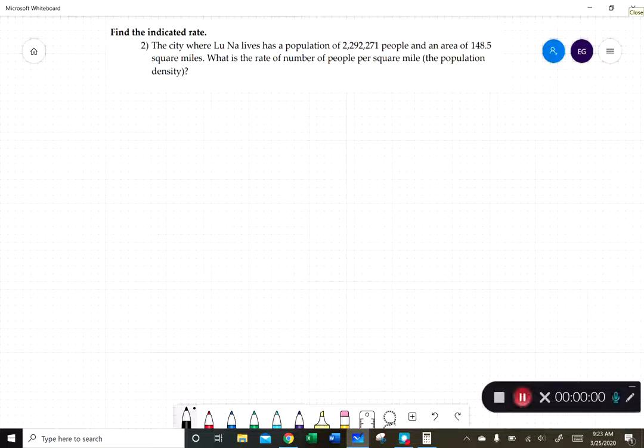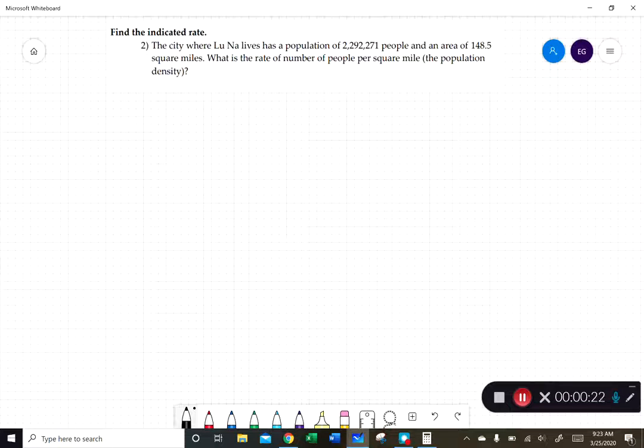Okay, find the indicated rate. The city where Lu Na lives has a population of 2,292,271 people and an area of 148.5 square miles. What is the rate of number of people per square mile? And this is also called the population density.